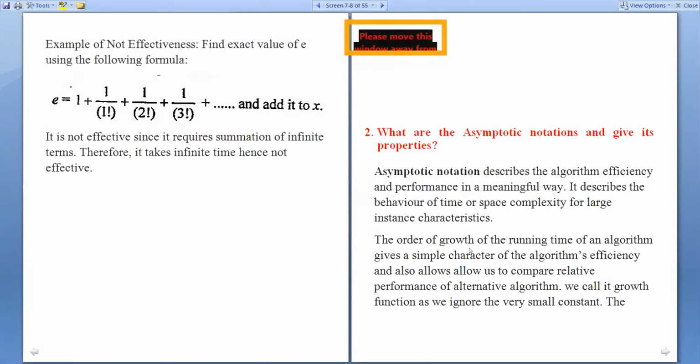So, what is order of growth? It depends on the function. Suppose a particular algorithm takes n square time, big O of n square. Then we can say that is its order of growth.